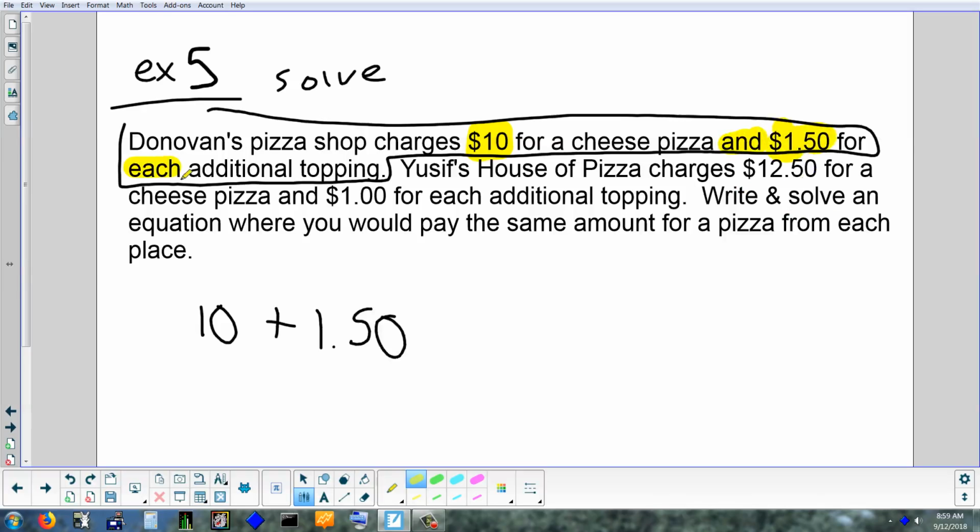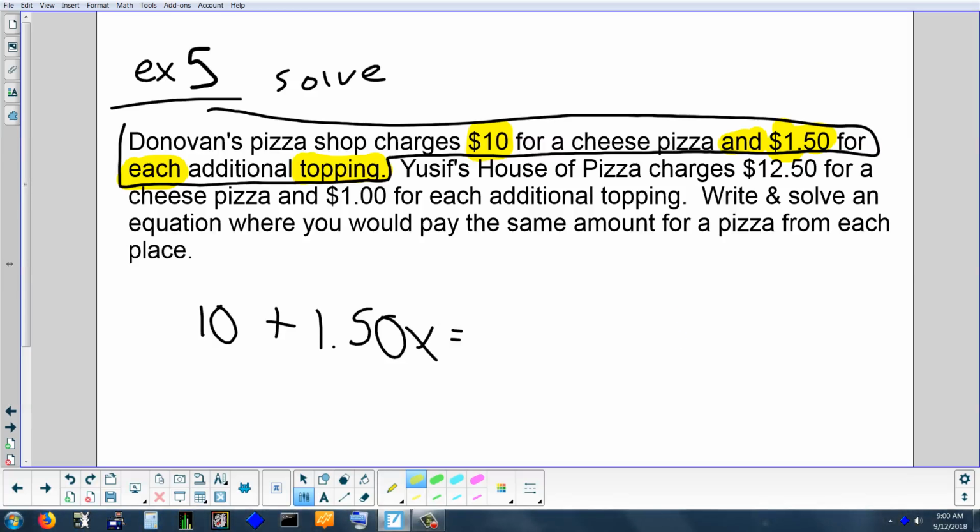Now, this is where your algebra comes into play. How many toppings are we putting on the pizza from Donovan's place? Like put a variable like X. Yeah, we don't know how many. Perfect, Yusuf. Nice job. We don't know how many we're putting. We're just going to put X. So we could plug in any number of toppings there and get what it costs for a pizza from Donovan's Pizza Shop.